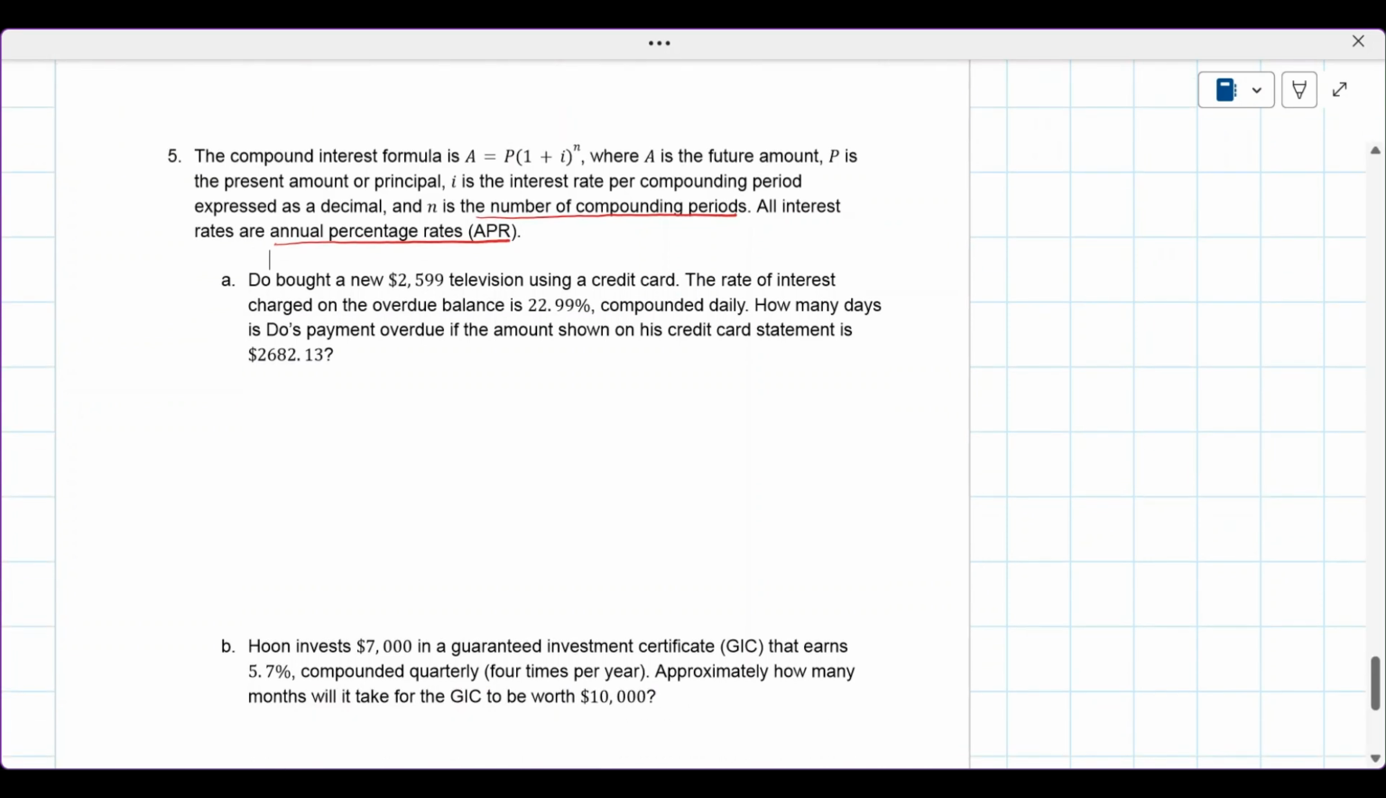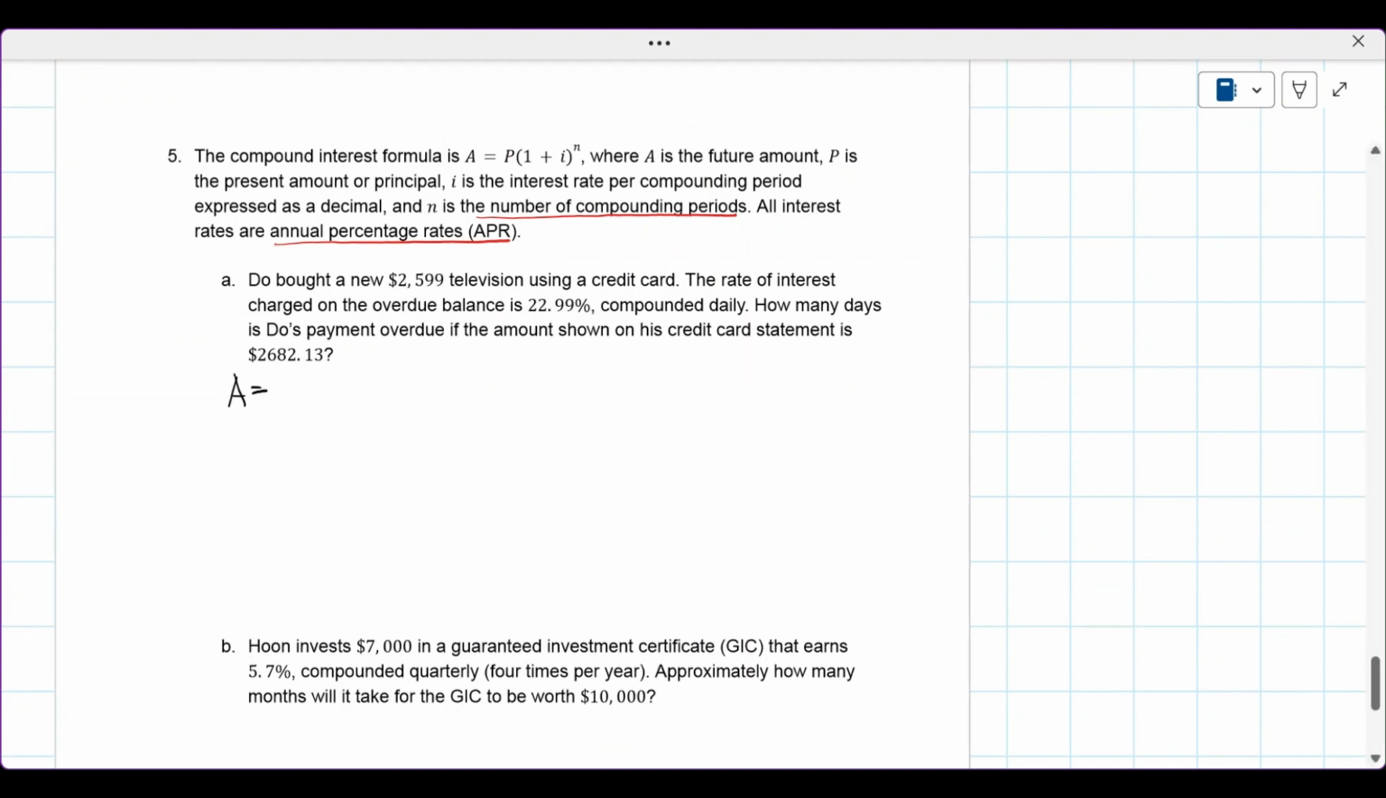Okay, so let's try the question here. Doe bought a new $2,599 television using a credit card. The rate of interest charged on the overdue balance is 22.99% compounded daily. How many days is Doe's payment overdue if the amount shown on this credit card statement is $2,682.13? So, first thing, let's analyze the question and write down the values that we know.